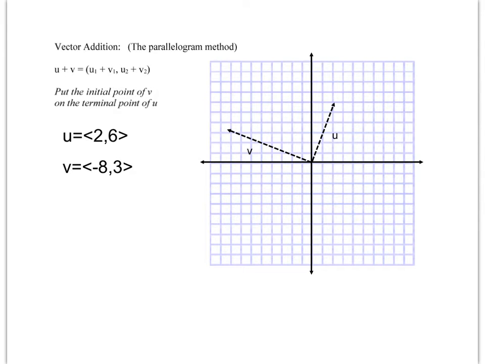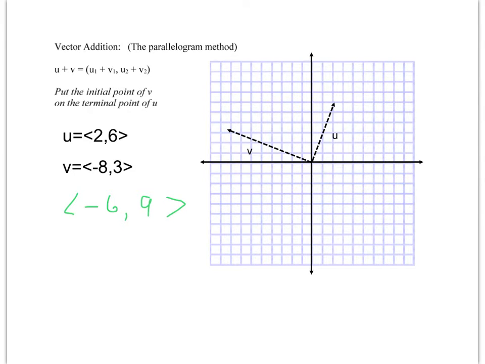If I wanted to add these two vectors algebraically, quite simply, I'm just going to add my x's. Let me get my marker, do it in green. I'm going to add my x's. I'm going to get negative 6. I'm going to add my y's, which is going to be 9. Negative 6 comma 9. So the vector that's the answer of vector addition is the resultant vector. The resultant vector would be negative 6 comma 9.